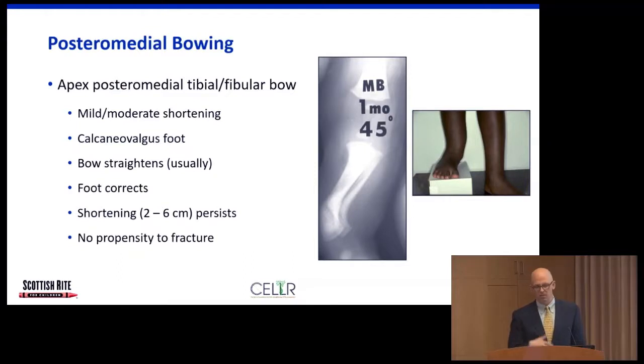That amount of discrepancy doesn't really require any treatment until they're closer to being done growing, when that can usually be dealt with by what we call an epiphysiodesis, or slowing the growth of the long leg so that the short leg can grow and catch up. Very rarely, if it's more like 5 or 6 centimeters, we'll do a lengthening, and we'll talk about that later in this talk as well. The key here, though, is the foot deformity will get better with some stretching and manipulation. They'll be left with a leg length difference when they're done growing.